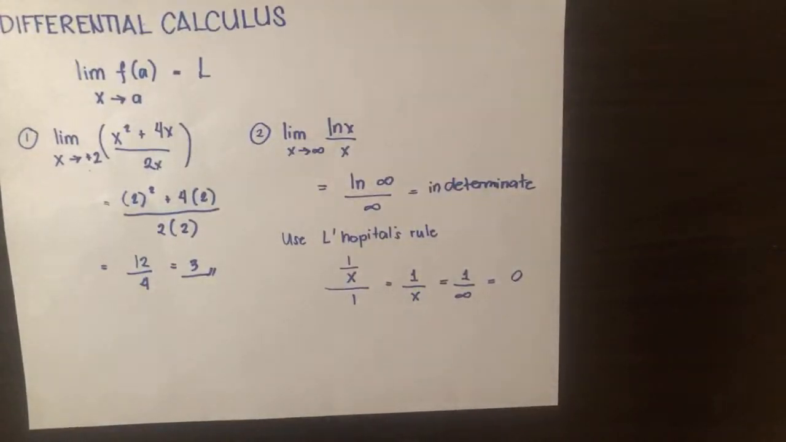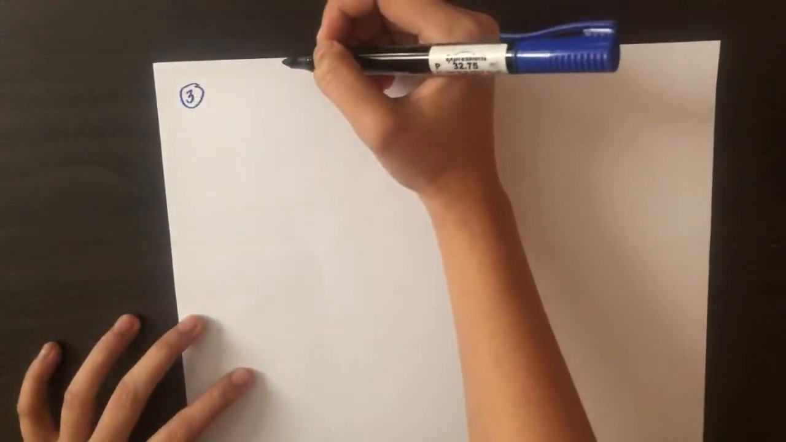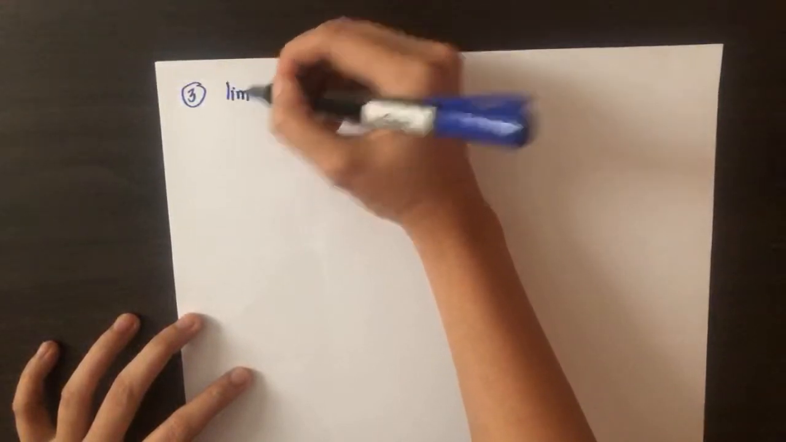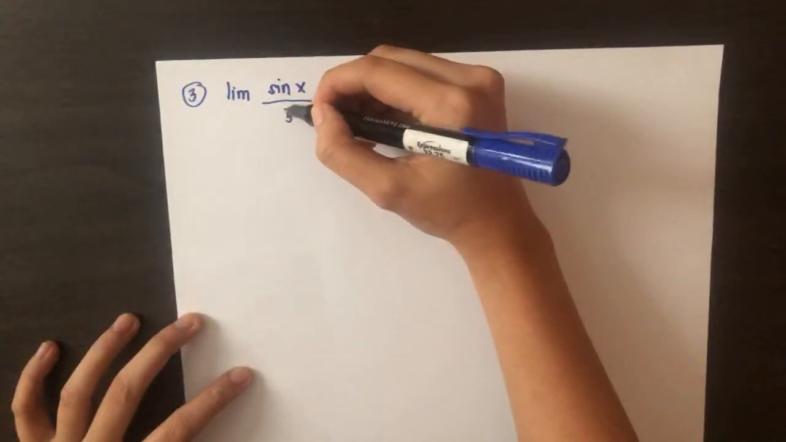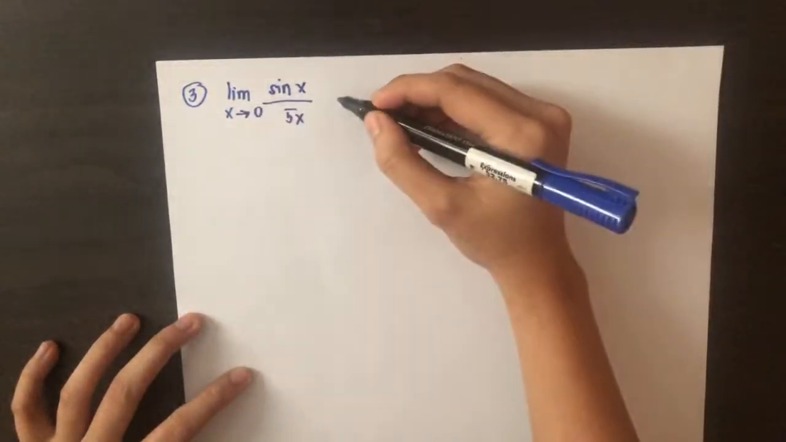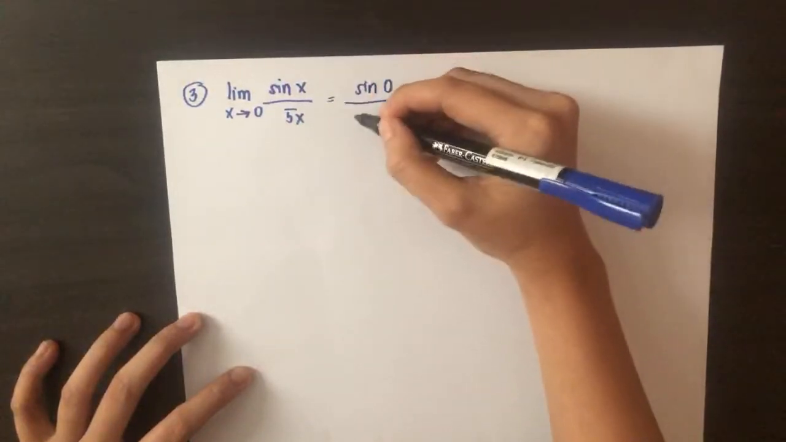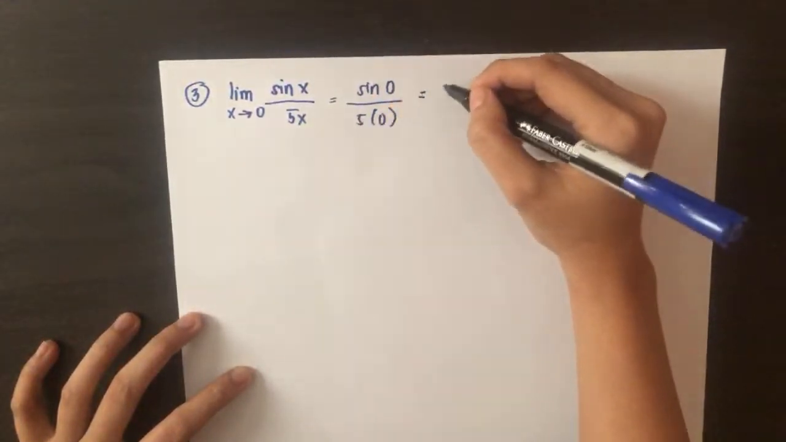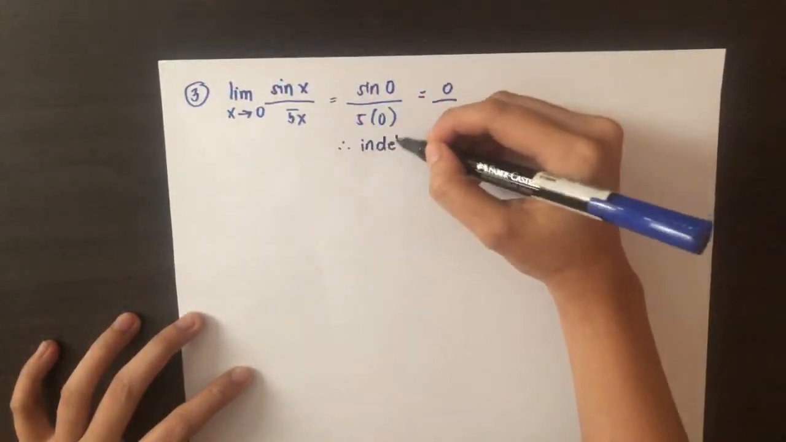What about if we have trigonometric identity? So, example number 3. What is the limit of sin x over 5x as x approaches 0? So, obviously, kapag sinubstitute ko yung 0 dito sa denominator, 5 times 0, magiging 0 to, which is 0 over 0. So, pag ganyan guys, indeterminate ulit siya.